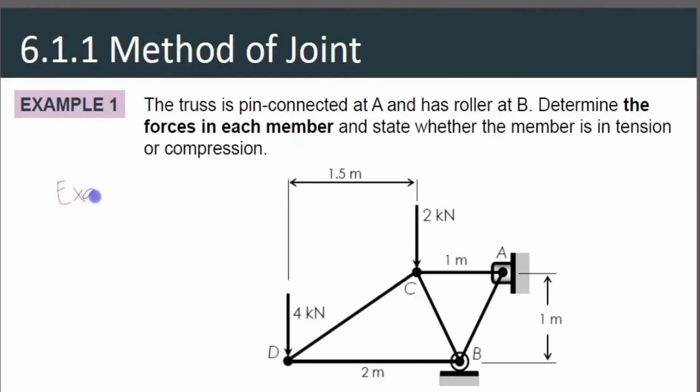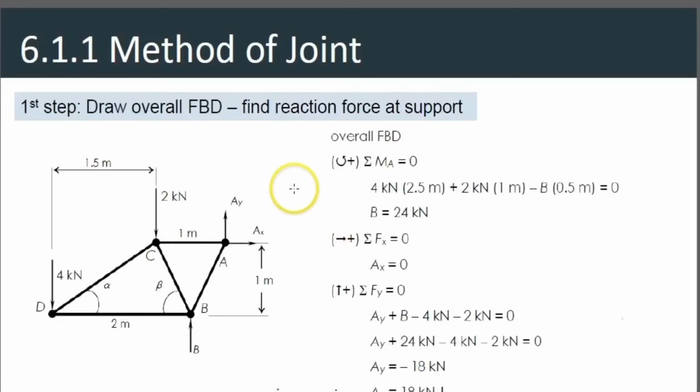The truss is pin connected at A and has roller at B. Right, determine the force in each member and state whether the member is in tension or compression. So kita kena determinekan lah each member. So dekat setiap joint tu kita kena consider. Right, so how to calculate the solution, sama ada di tension ataupun compression. So first step, we need to draw the overall free body diagram. Find the reaction force at the support.